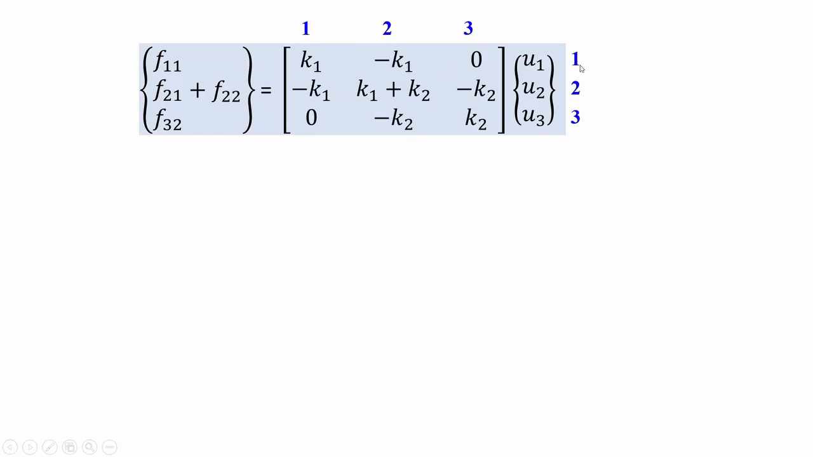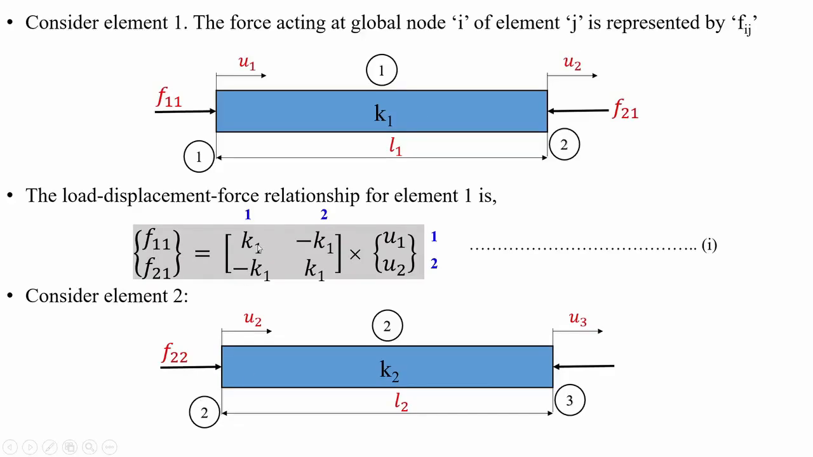Let us go back and see. Here you can see that for column number 1, row number 1, we have K1. Similarly, if you want to write the next one, it will be minus K1 for column number 2, row number 1. Similarly, we can write for the others.